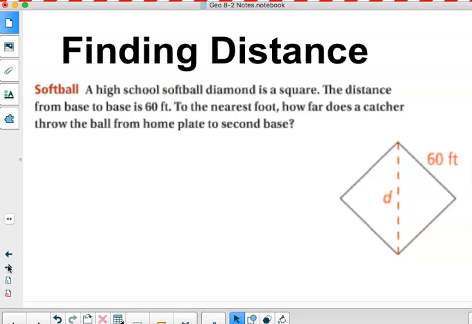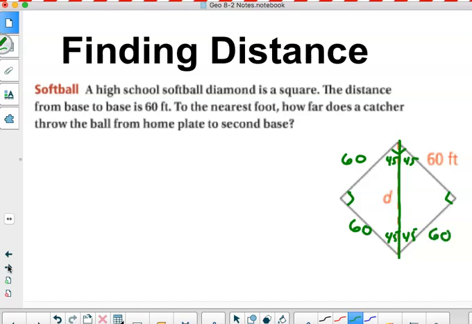Finding the distance. Softball. A high school softball diamond is a square. And they just told me that this is a right angle, this is a right angle, this is a right angle that's been cut in half. So these are 45, 45, 90 triangles. The distance from base to base is 60 feet. So I know that this is 60, this is 60, and this is 60. How far does a catcher throw the ball from home plate to second base, assuming the shortest distance between the two?